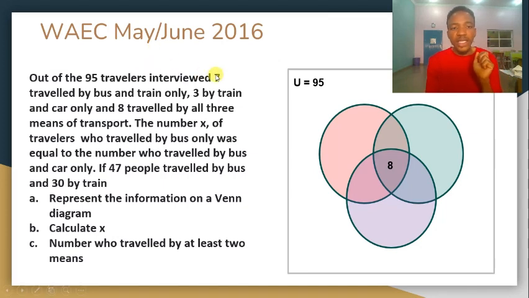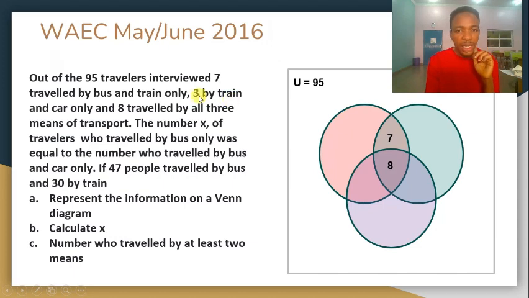They said 7 travel by bus and train. So this is my circle for bus and this is my circle for train, and I'm putting 7 here. But don't forget, they use the word only. Assuming they didn't use the word only, then we would have a problem: we would have to subtract these guys. But since they use the word only, you fill it in exactly the way it was said. So I'm putting 7 here, only.